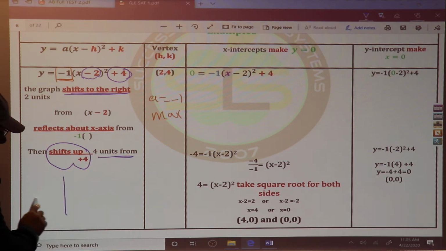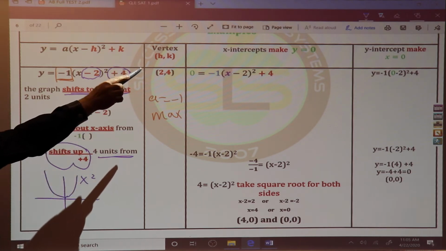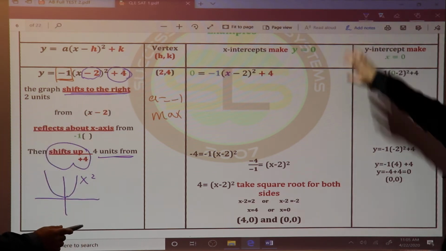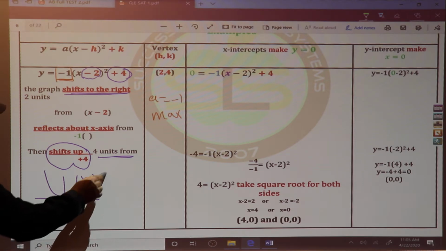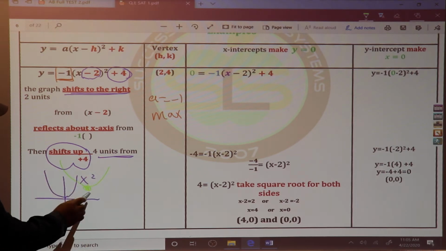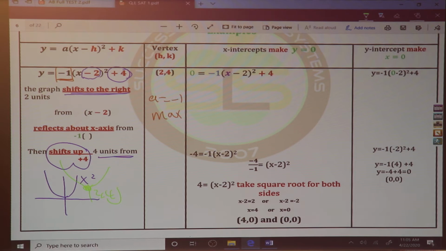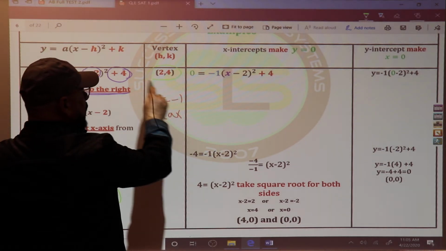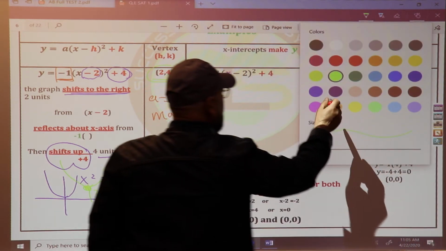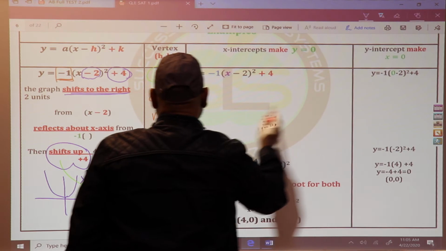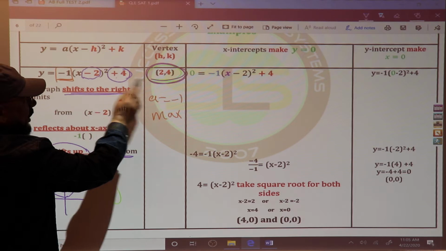From this x squared, what happened? We shift it to the right 2 and up 4. This is 2 and 4. Good. Now the vertex is 2 and 4. This is my vertex. The negative becomes positive and you keep the 4 the same.